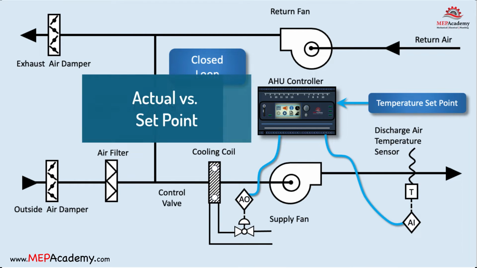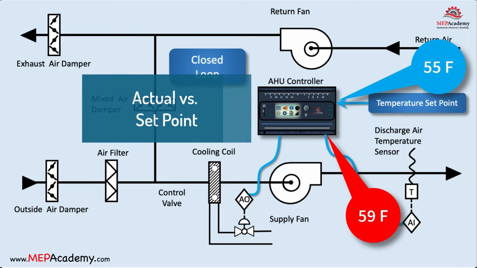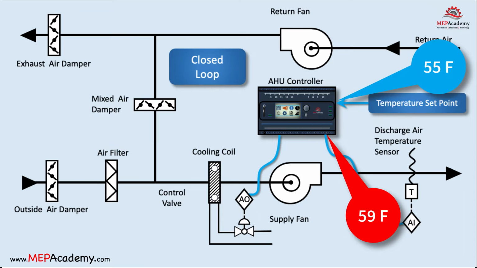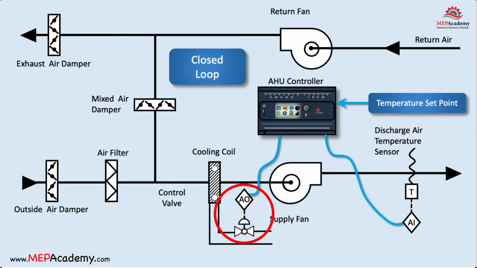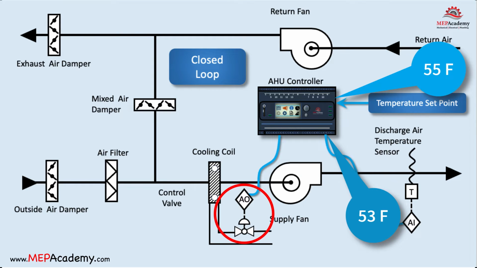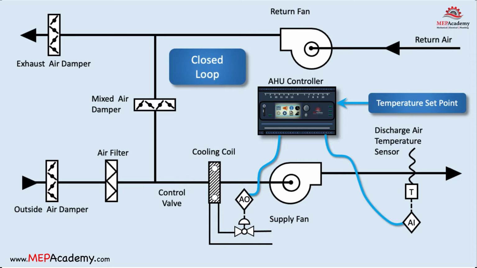If the actual discharge air temperature is higher than the set point, it indicates that more cooling is needed. The controller signals the control valve to open, allowing more chilled water to flow through the coil. If the actual discharge air temperature is lower than the set point, it suggests that the space is adequately cooled. The controller instructs the chilled water control valve to close or reduce the flow, reducing the cooling effect. The heating hot water responds in a similar manner.